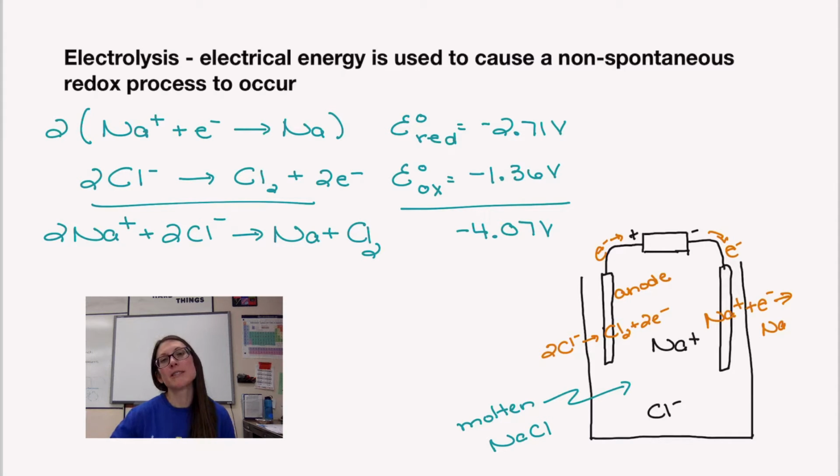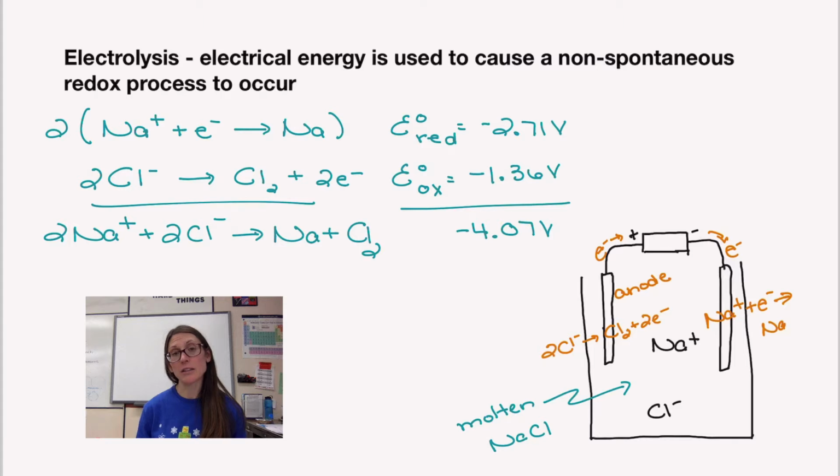Now, the voltage that's necessary to actually cause this process needs to be the opposite of the overall cell potential, so at least 4.07 volts. In practice, we often need to apply a slightly greater voltage than what would be predicted, and that additional amount is called the overvoltage. So you might be wondering why for this process we would be running electricity through molten sodium chloride. You don't see molten sodium chloride around very often.